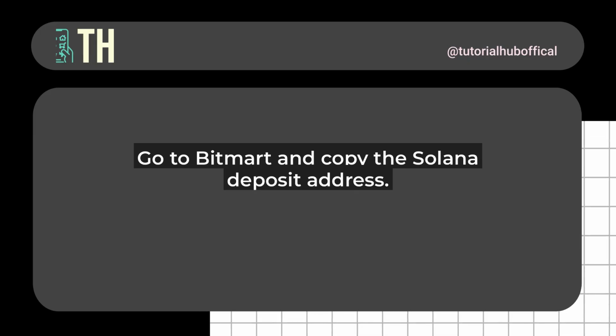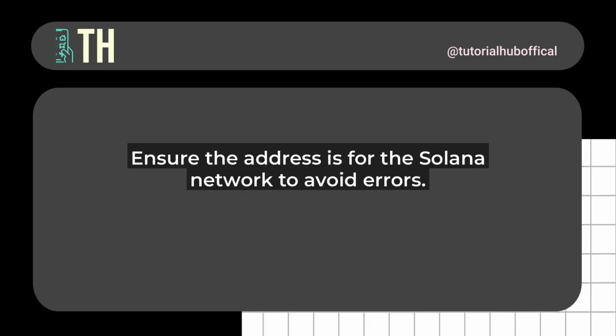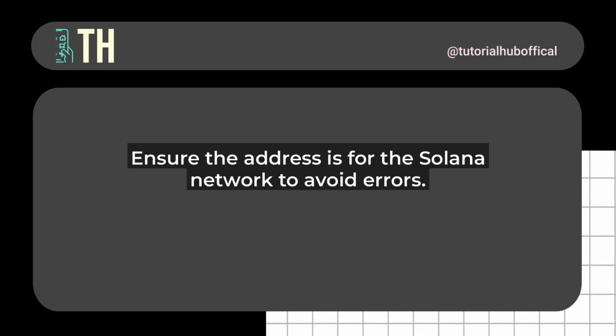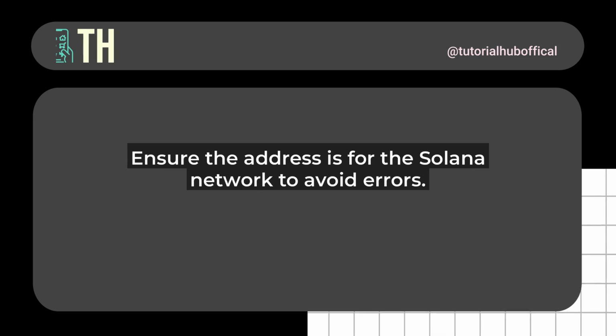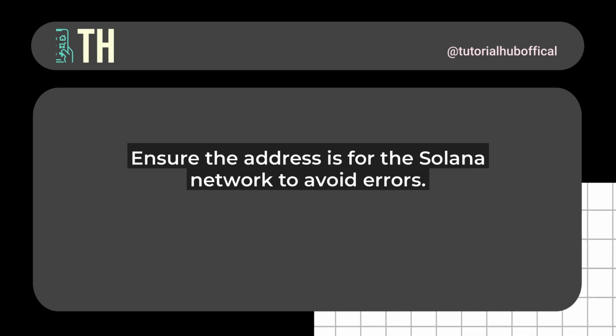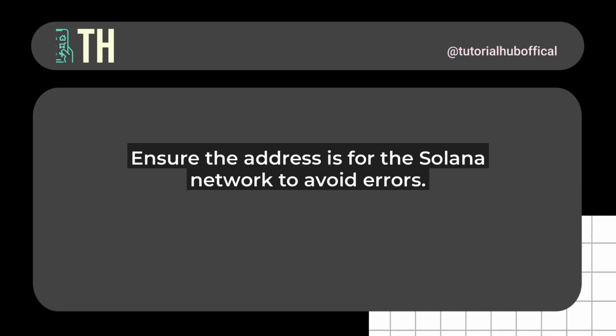Now, head over to Bitmart and log in. Go to your Bitmart wallet and select Solana. You'll need to copy the deposit address. Double-check that it's for the Solana network, as using the wrong one could lead to lost funds. Pro tip: always verify the network type to ensure compatibility. Solana uses its own blockchain, so stick to that.